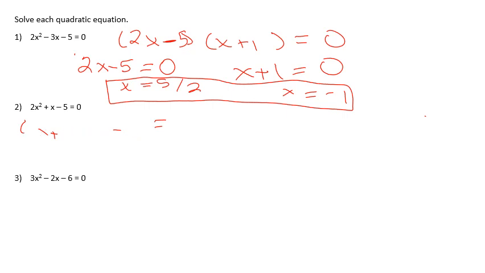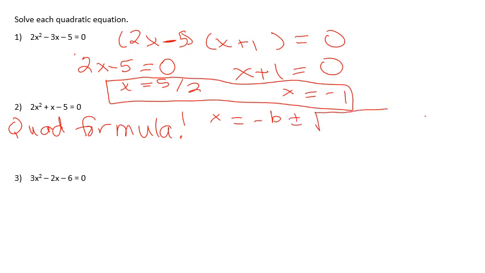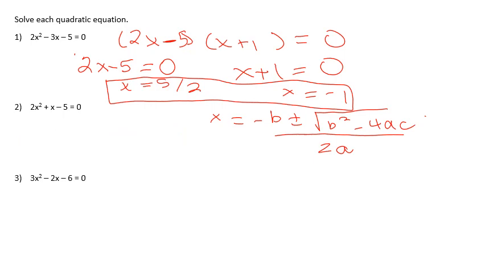So now what do I have to do if it doesn't factor? Well, I have to use my old friend, the quadratic formula. I'm going to write a note here: quadratic formula. And the quadratic formula looks like this. x equals negative b plus or minus the square root of b squared minus 4 times a times c, all over 2 times a. I'm going to erase the words quadratic formula. I'm going to label my parts.